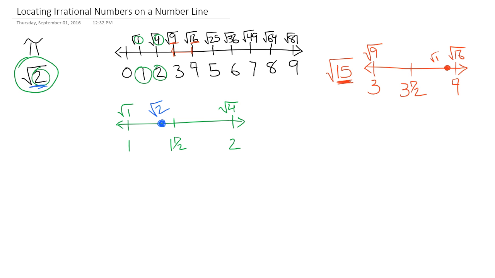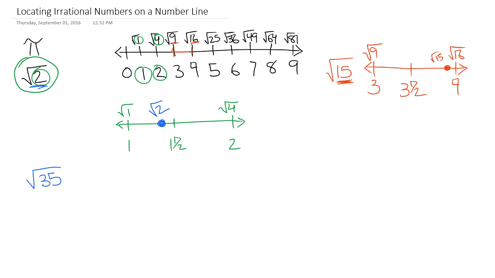And I don't know the exact value of the square root of 15. I could plug it into my calculator and find it, but really that's not our goal at this point. It's just to understand how we can locate these in an approximate location on their number line. All right, let's take a look at another example. Let's try the square root of 35.